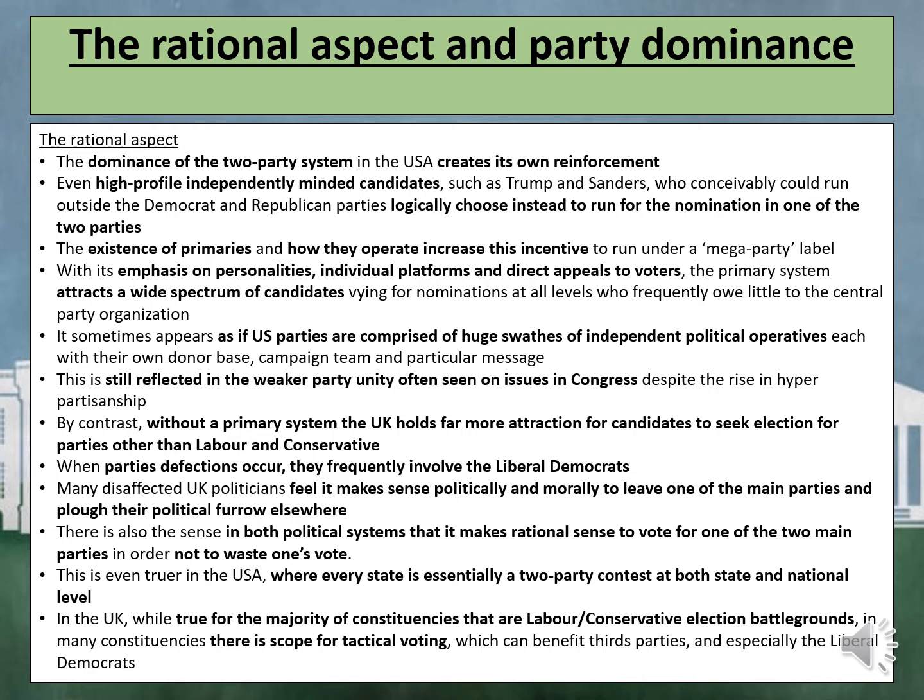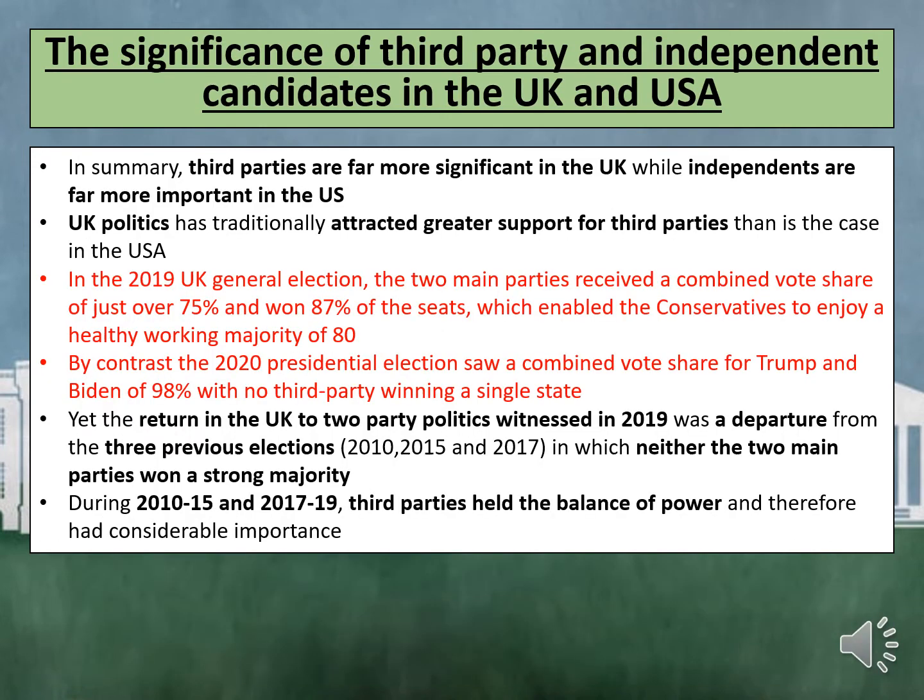This is even truer in the US, where every state is essentially a two-party contest at both the state and national level. In the UK, while for the majority of constituents there are Labour and Conservative election battlegrounds, in many constituencies there is scope for tactical voting, which can benefit third parties and especially the Liberal Democrats. This topic links with the section in the first part of the comparative video and is probably one of the sharpest contrasts between the UK and US party systems.